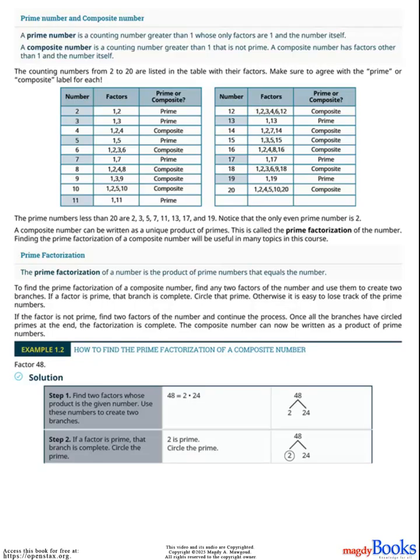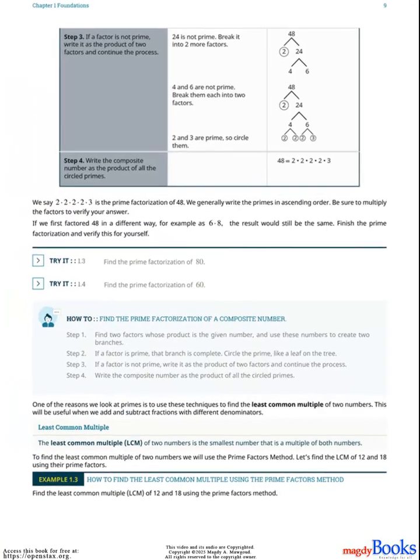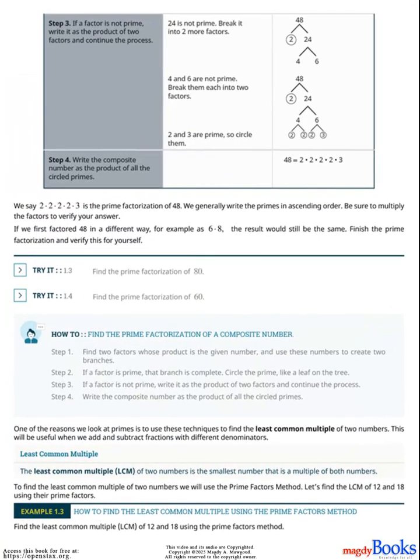Step 2. If a factor is prime, that branch is complete. Circle the prime. 2 is prime. Circle the prime. Step 3. If a factor is not prime, write it as the product of two factors and continue the process. 24 is not prime. Break it into two more factors. 24 has factors 4 and 6.